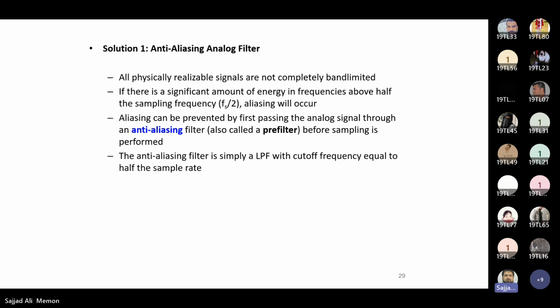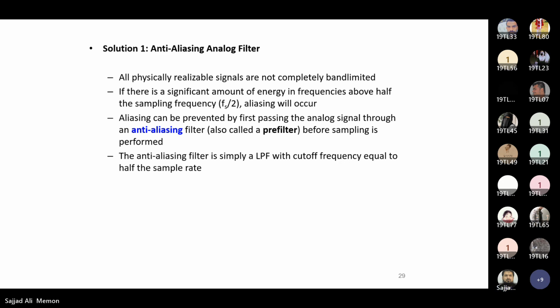So how can we prevent it? By first passing the analog signal through an anti-aliasing filter, also called a pre-filter, before sampling is performed. And it is simply a low pass filter with cutoff frequency equal to half the sampling frequency.